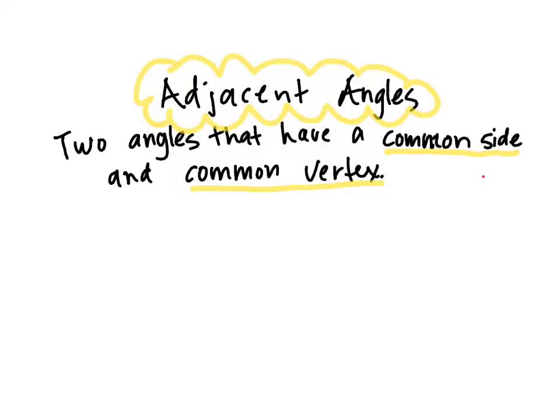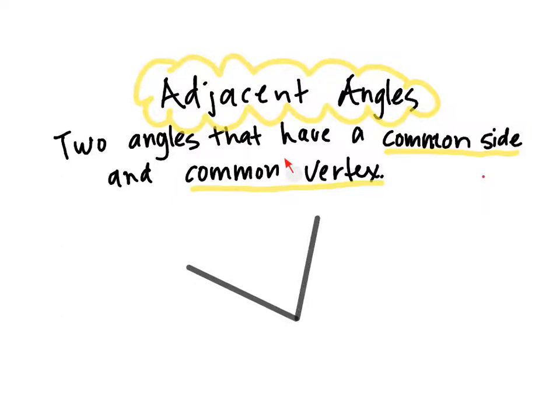This short video is going to talk about adjacent angles. The word adjacent means next to or beside. And so today we're going to be talking about angles that are adjacent. This means that two angles are going to have a common side and a common vertex. So here is what an adjacent angle might look like.